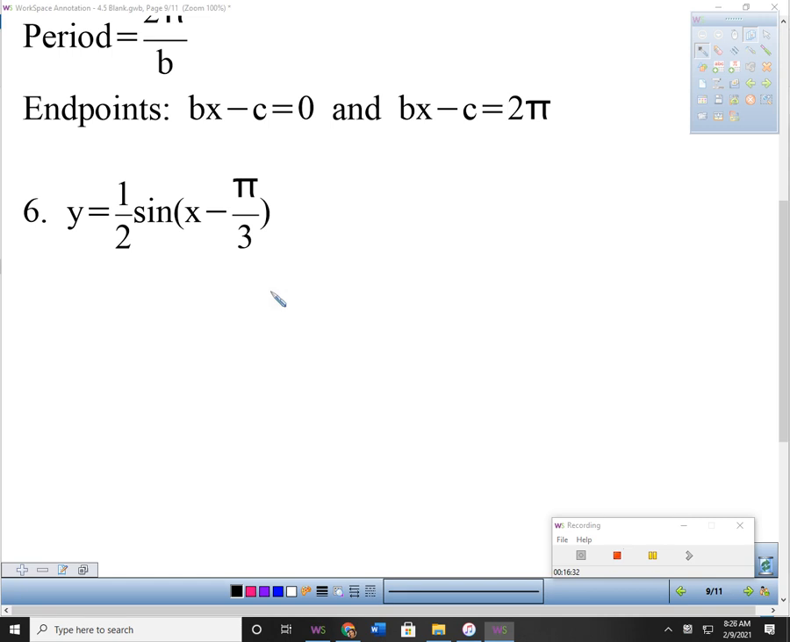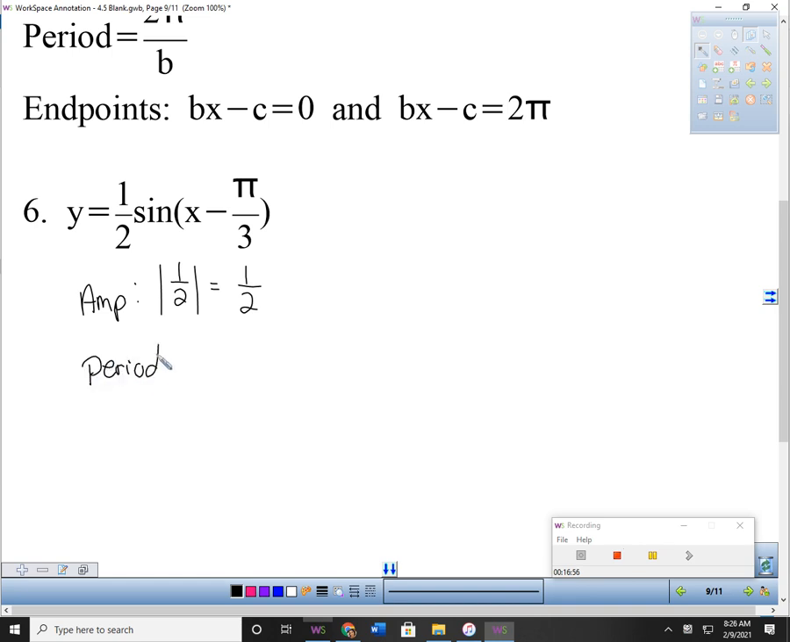All right, so let's start with amplitude. Remember, that's how far it is from the middle to the top and the middle to the bottom. So the amplitude would be the absolute value of 1/2. That's the number that's out front, which is 1/2. So I know that from the middle up and from the middle down, it's 1/2.